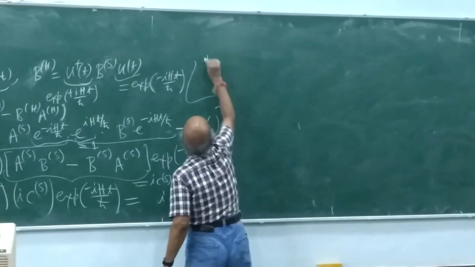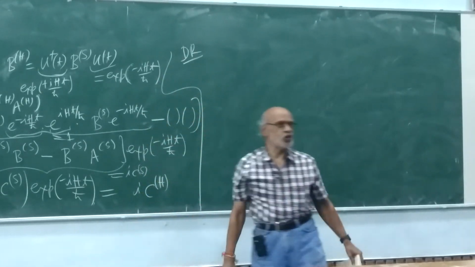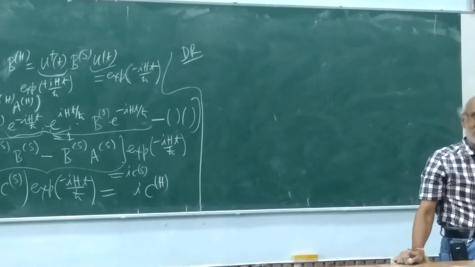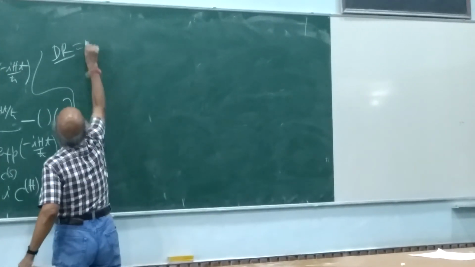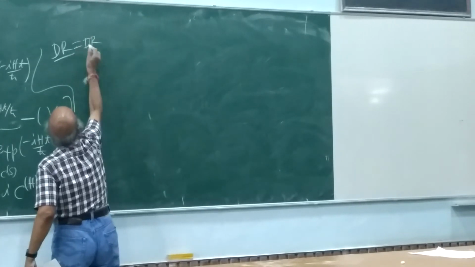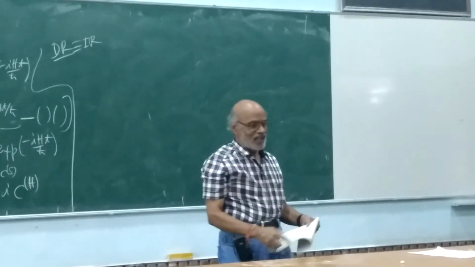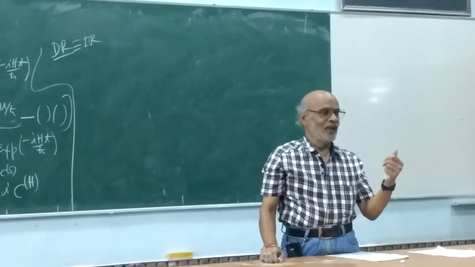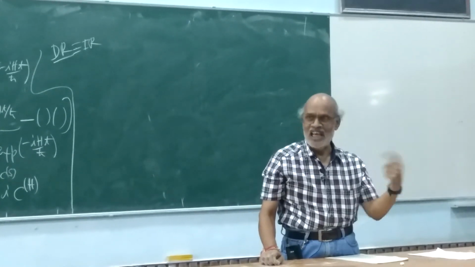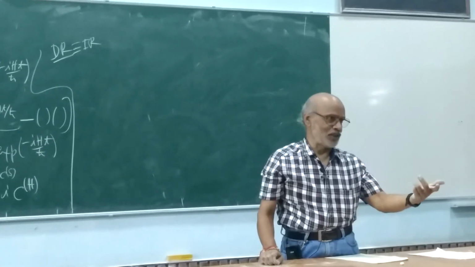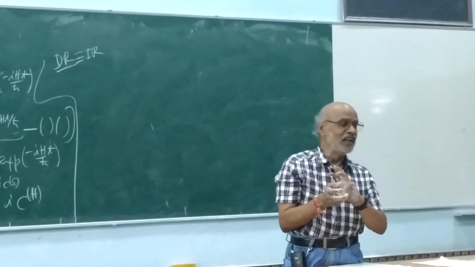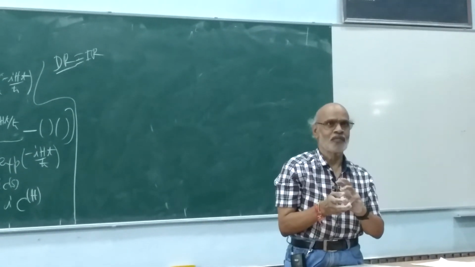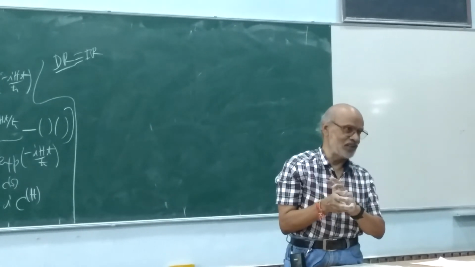Okay. Good. Now let me introduce one more representation called the Dirac representation. This is also called IR. IR can stand for two things: interaction representation as well as intermediate representation. Here, I is the intermediate representation and I is the interaction representation.